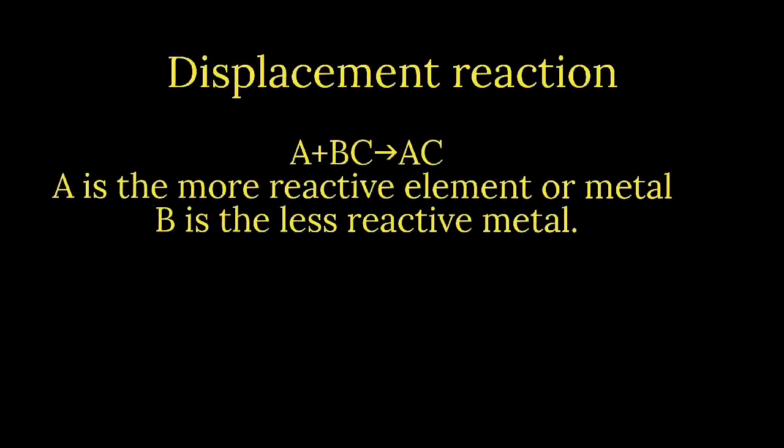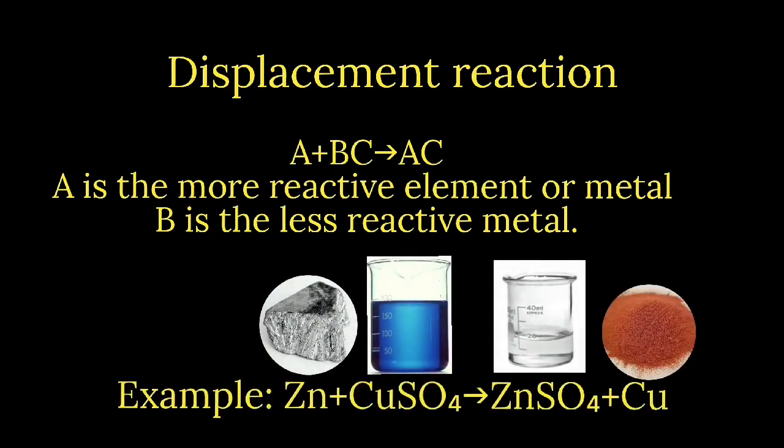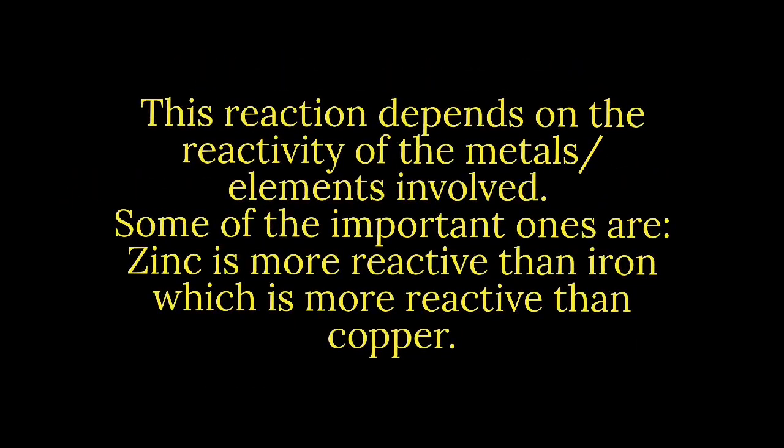The third type of chemical reaction is displacement reaction. In this one, usually a metal displaces a less reactive metal from its salt solution. This has to do with reactivity, about which you will learn more in chapter 3.